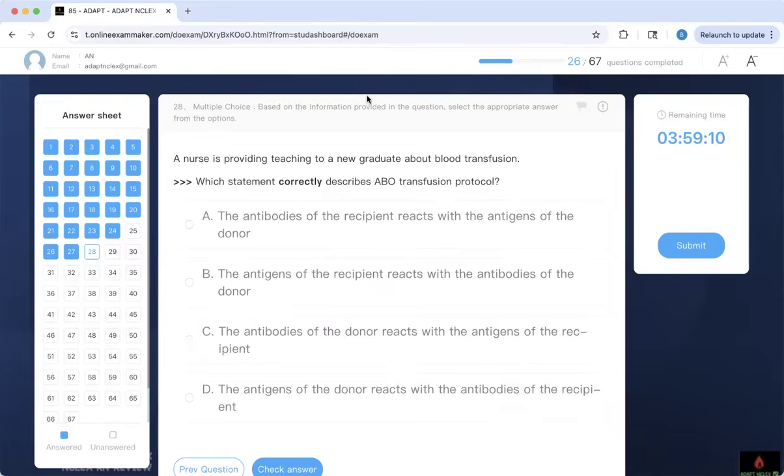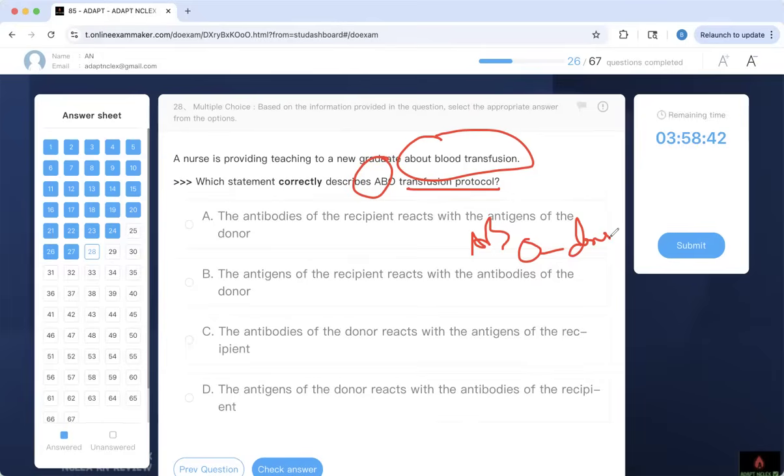This is a concept. I want you to stop the video and write it down. If you know it, good, but if you don't know it, I want you to write it down. Which statement correctly describes ABO transfusion protocol? There's a protocol for why I can give you blood and another person cannot. And why AB is a universal recipient, and O is a universal donor. This is the way it works.